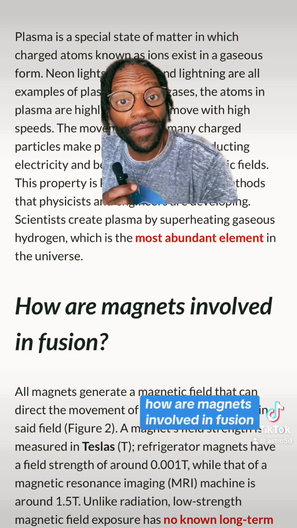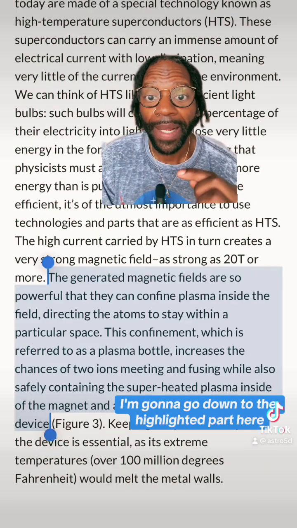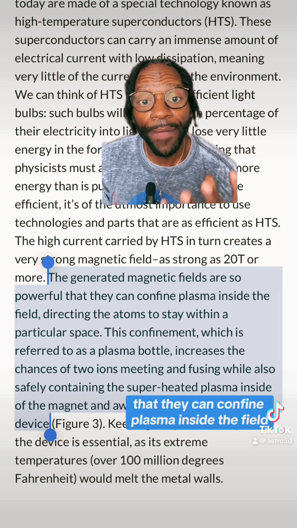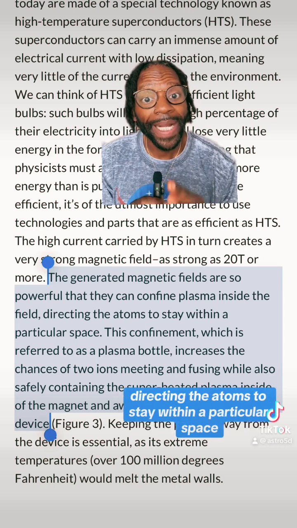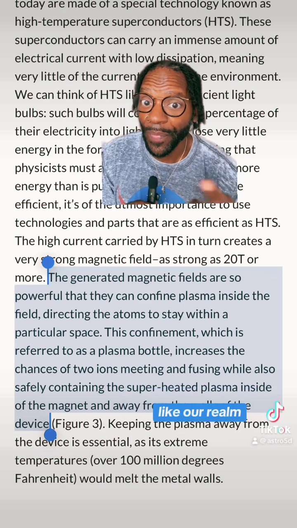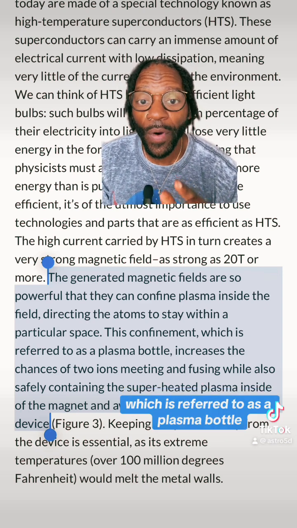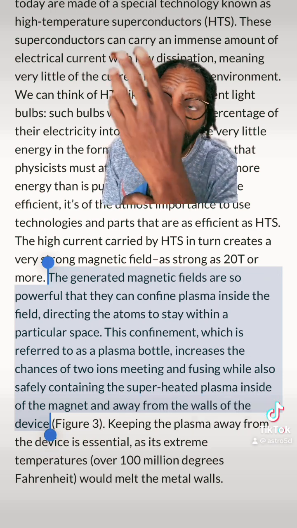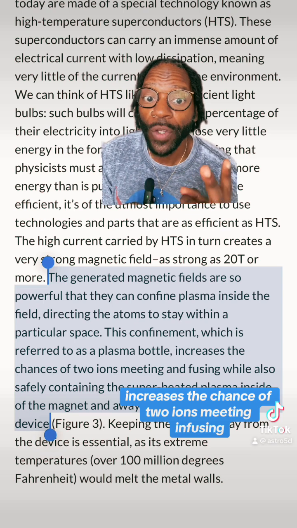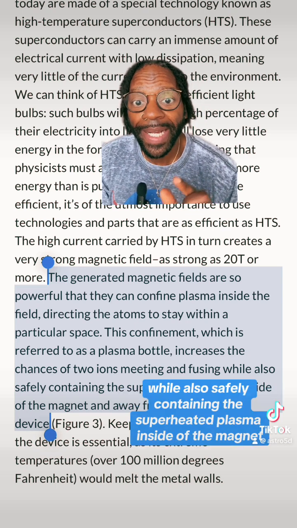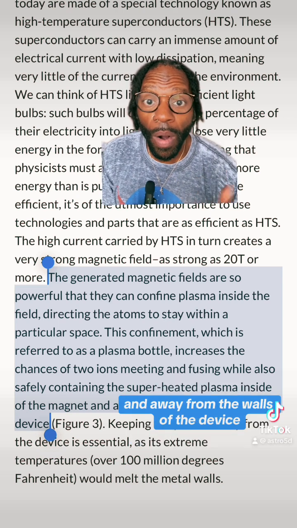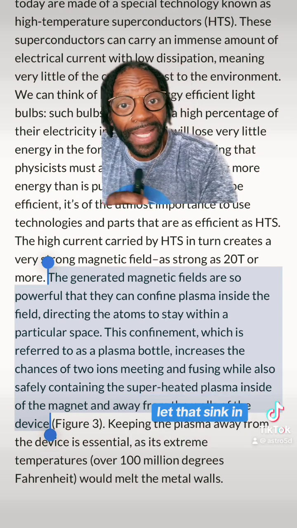How are magnets involved in fusion? I'm going to go down to the highlighted part here. The generated magnetic fields are so powerful that they can confine plasma inside the field, directing the atoms to stay within a particular space, like our realm, right? This confinement, which is referred to as a plasma bottle, that's what the sun is, increases the chances of two ions meeting and fusing while also safely containing the superheated plasma inside of the magnet and away from the walls of the device. Let that sink in.